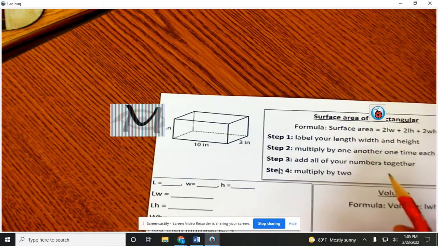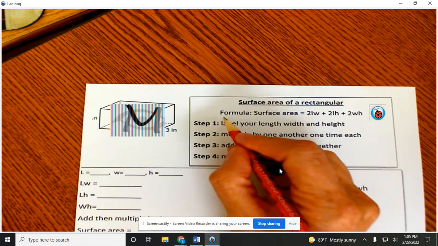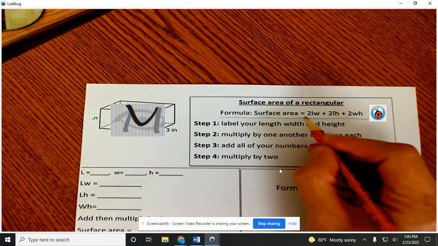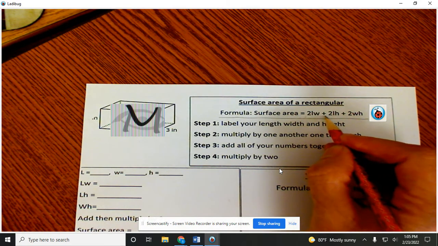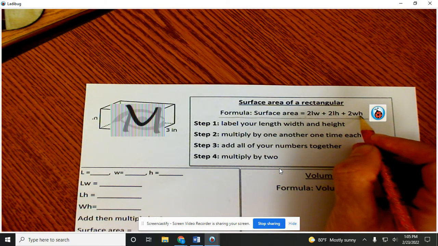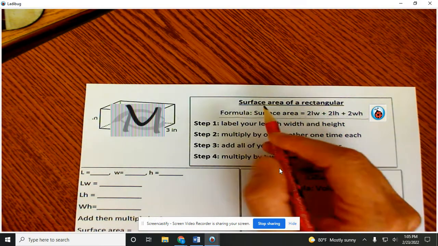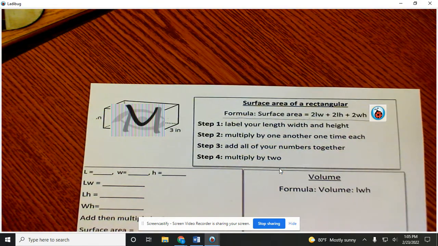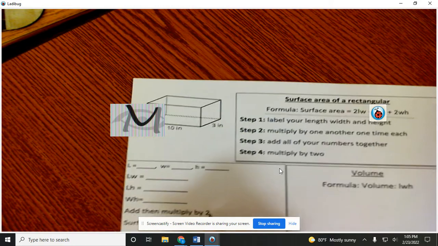So there are two ways I'm going to show you. I'm going to show you today the formula one, which says 2 times the length times the width plus 2 times the length and the height plus 2 times the width and the height is going to give you the surface area of the rectangular prism. So let's take a look at this guy here.